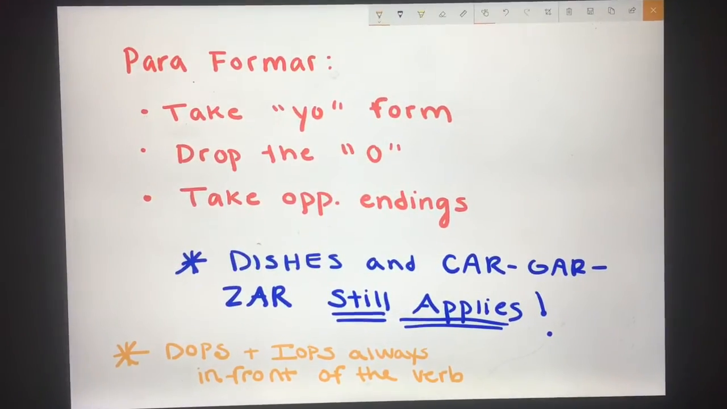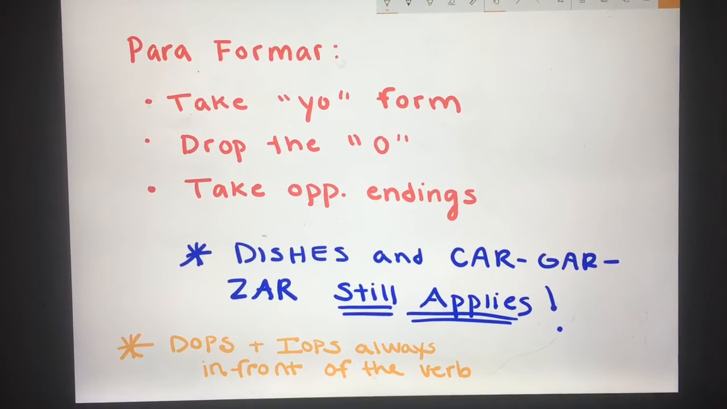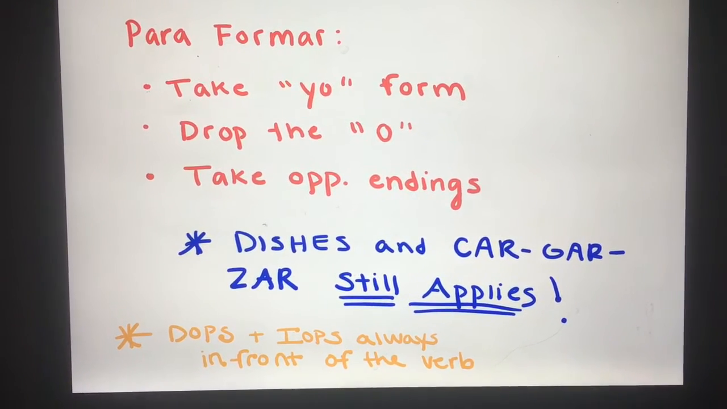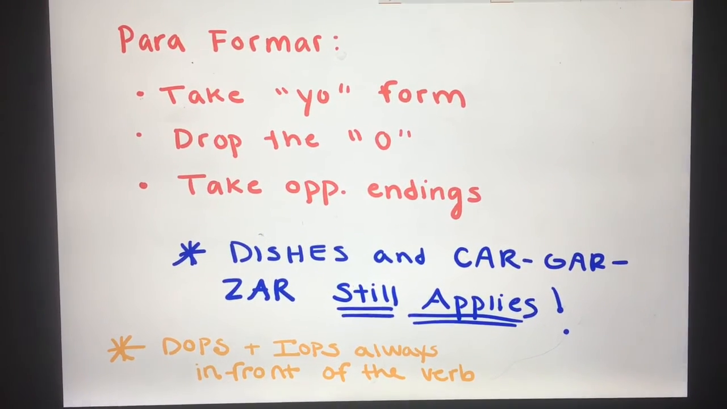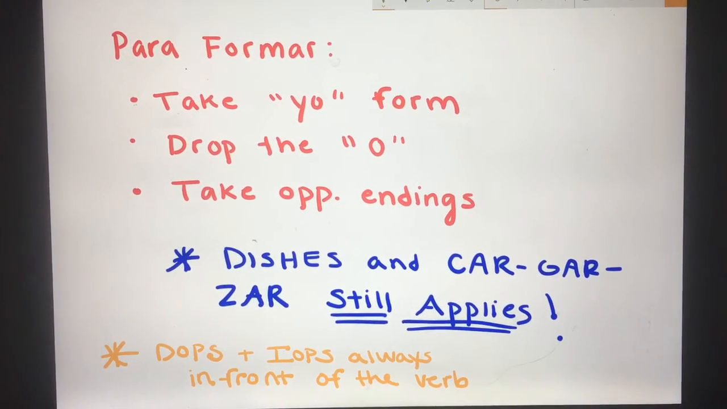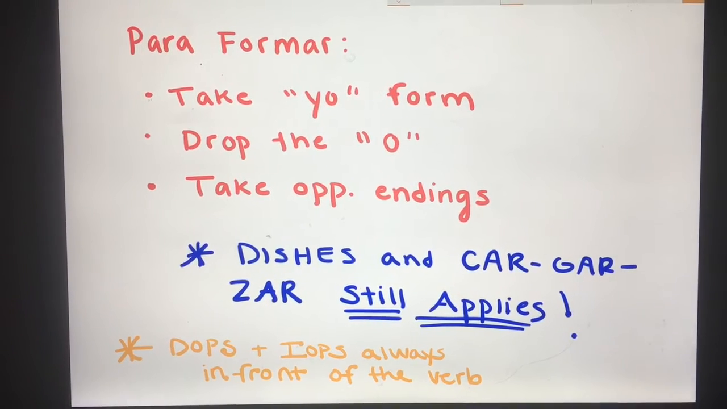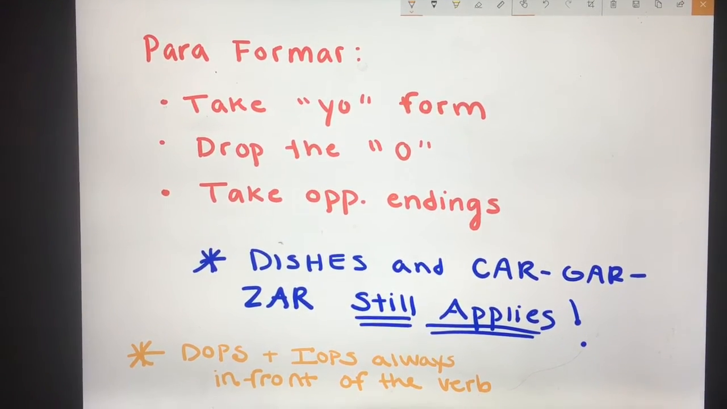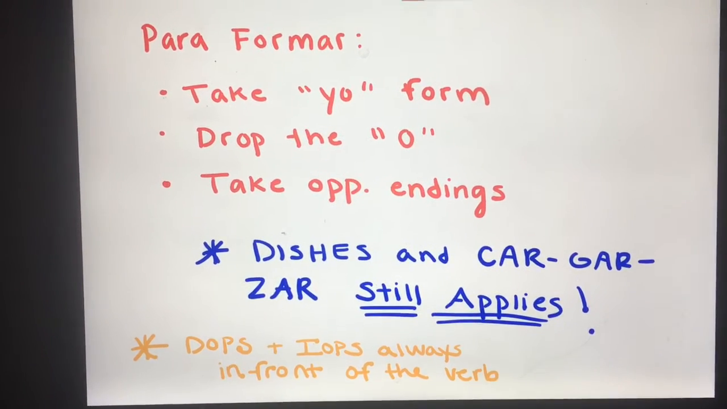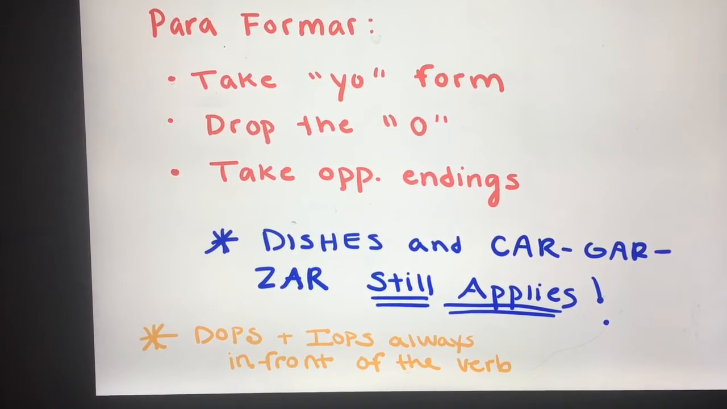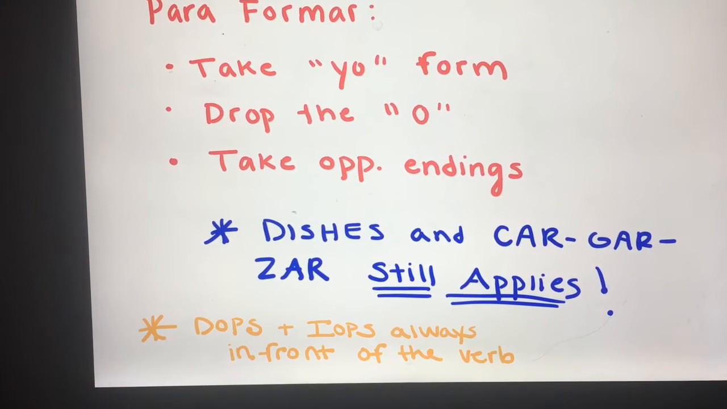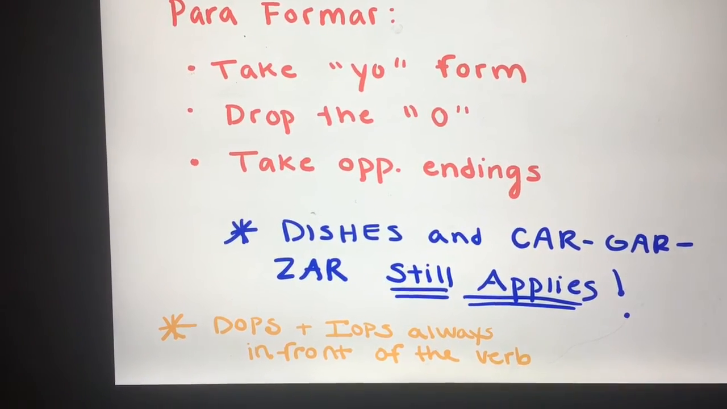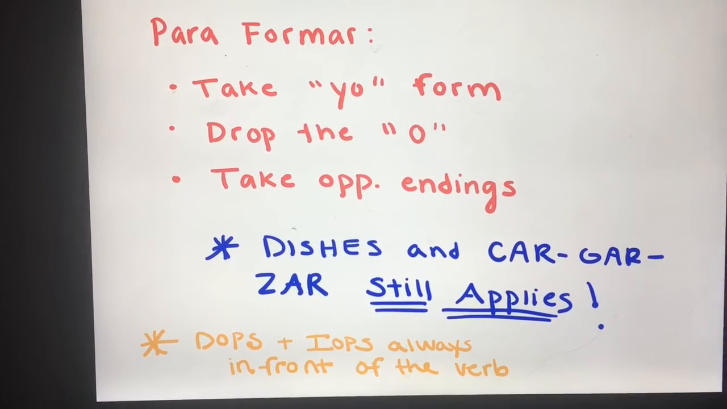In order to form the subjunctive, you take the yo form of the verb, you drop the O, and then you put the opposite endings. It's pretty much exactly like commands, especially the negative tú commands and the él, usted commands. So dishes and cargar still applies. However, the rules for direct object pronouns and indirect object pronouns are different. They are never attached. They always go in front.